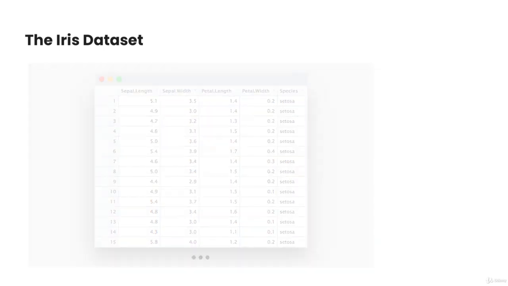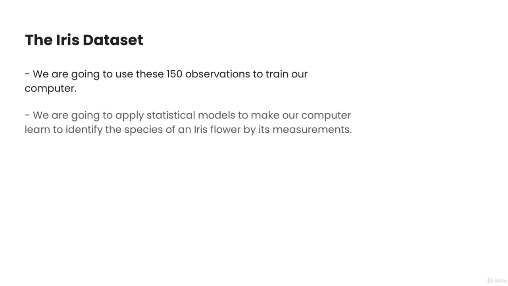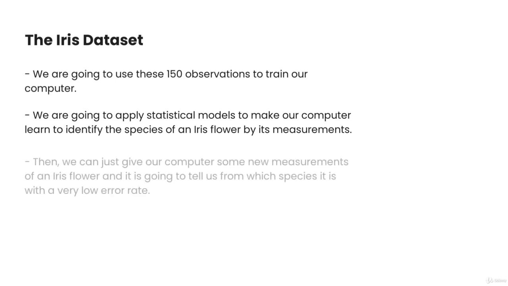So here's what we're gonna do. We're gonna use these 150 observations to train our computer. We're going to apply statistical models to make our computer learn to identify the species of an iris flower by its measurements. After we do it, we can just give our computer some new measurements of an iris flower, and it is going to tell us from which species it is, with a very low error rate. This is going to be a great way to understand how machine learning works.